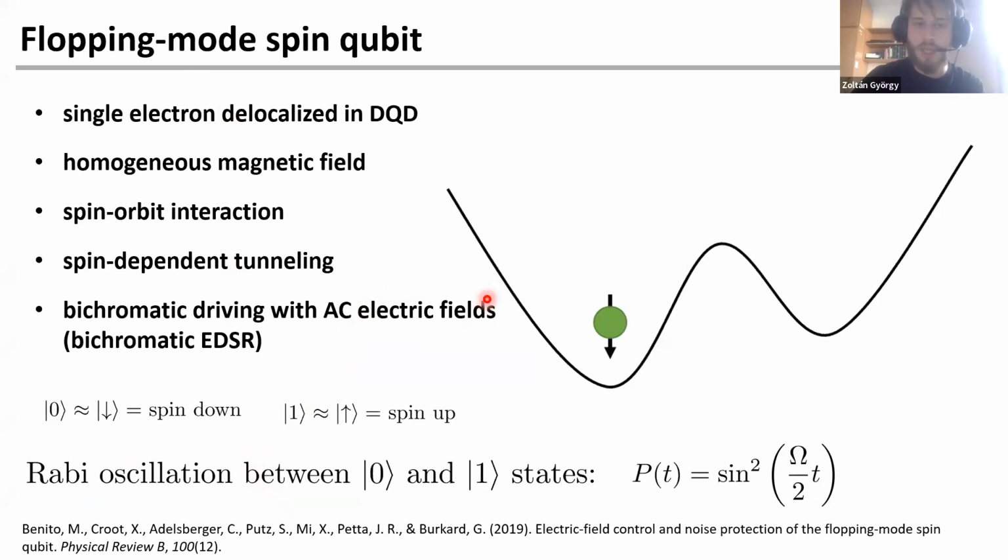So what is a flopping mode spin qubit? A flopping mode spin qubit is basically just an electron with a spin degree of freedom confined in a double quantum dot. A quantum dot is just an electron trap, an artificial atom, if you like. Here you can see the confinement potential of this double quantum dot. And if we put 1 electron in the system, it can be hybridized between these 2 dots. We can create Rabi oscillation between the qubit 0 and 1 states if we apply a homogeneous magnetic field. We also need some effect that connects the spin degree of freedom with the position of the electron. In our case, it is a spin orbit interaction, which makes possible spin-dependent tunneling of the electron. Here we choose the qubit 0 state to be roughly the spin down state, and the qubit 1 state to be roughly the spin up state.